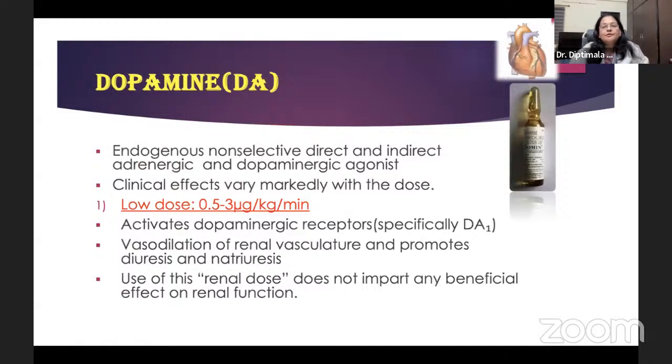Now, what is dopamine? Dopamine is an endogenous, non-selective, direct and indirect adrenergic and dopaminergic agonist. Clinical effects vary markedly with the dose. So the action of dopamine is dose dependent: low dose, moderate dose, and higher dose. In the low doses of 0.5 to 3 microgram per kg per minute, it activates the dopaminergic receptors. Vasodilation of renal vasculature and promotes diuresis and natriuresis. Use of this renal dose does not impart any beneficial effect on renal function.